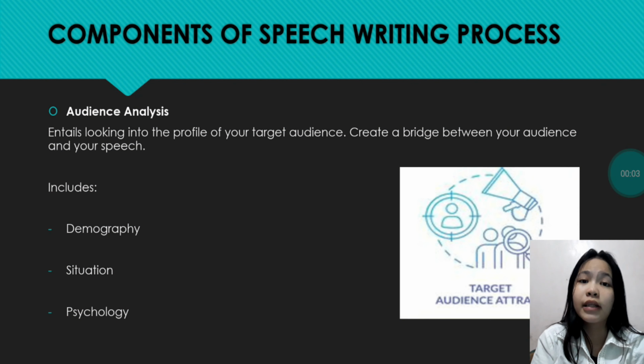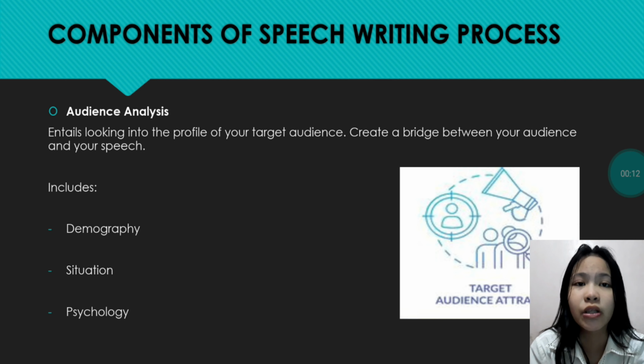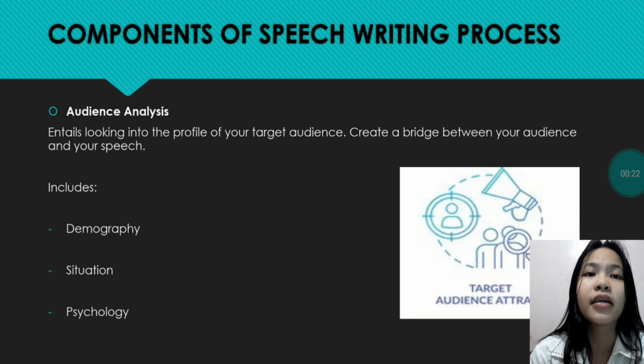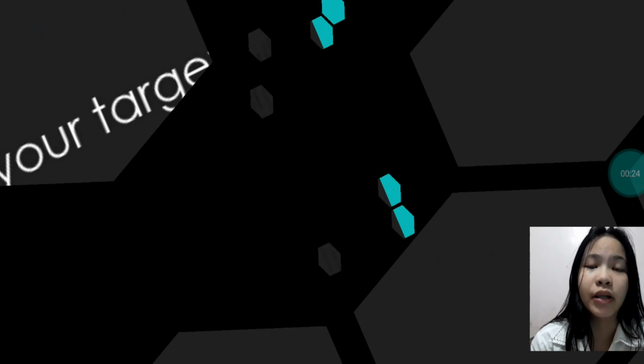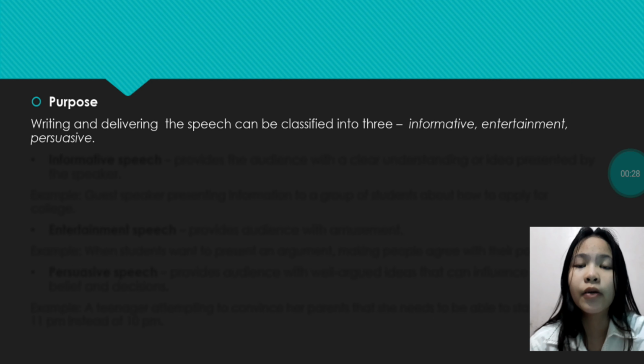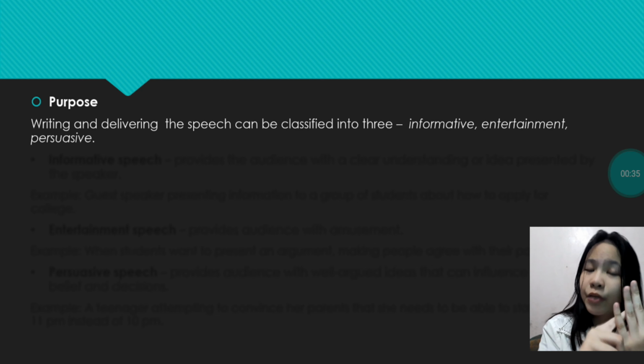So our first component of speech writing process is the audience analysis. It entails looking into the profile of your target audience, to create a bridge between your audience and your speech. So this is the target audience attract, and this includes demography, situation, and psychology. The next component of speech writing process is the purpose. Writing and delivering the speech can be classified into 3. So these are the informative, entertainment, and persuasive.